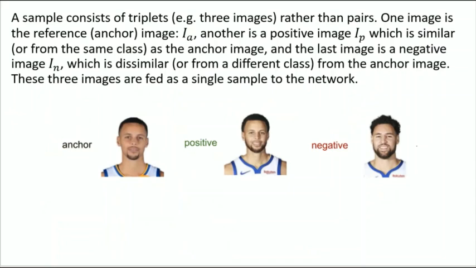Again, a sample consists of a triplet, in our case 3 images, rather than pairs. One image is the reference, the anchor image, and we're going to denote this image as IA. Another image is a positive image, and we're going to denote it as IP. This is similar to, or from the same class as, the anchor image. And the last image is the negative image, and we're going to denote it as IN. This is dissimilar to, or from a different class than, the anchor image. These three images are fed as a single sample, or a single input, to the network. We're just repeating what we said previously.